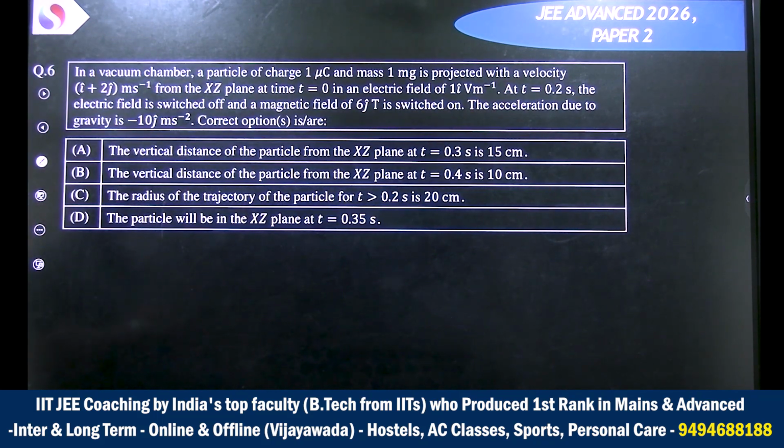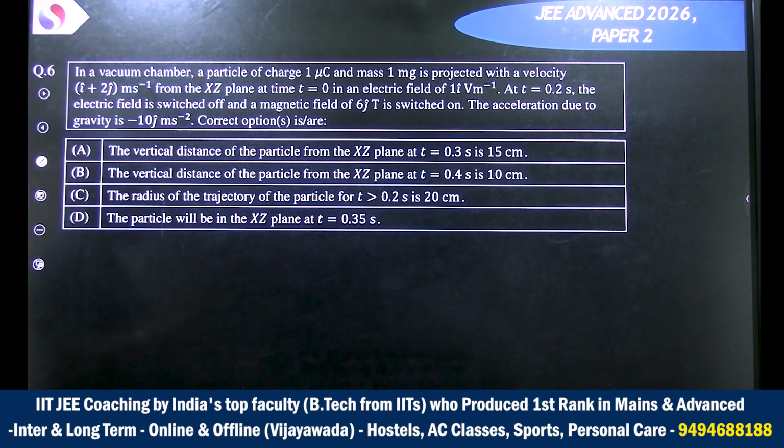In a vacuum chamber, a particle of mass 1 milligram and charge 1 microcoulomb is projected with a velocity of i plus 2 j cap in the x-y plane. At time t equals 0, an electric field of 1 i cap volts per meter is applied. At t equals 0.2, the electric field is switched off and the magnetic field is switched on. So it's a combination of the Lorentz force.